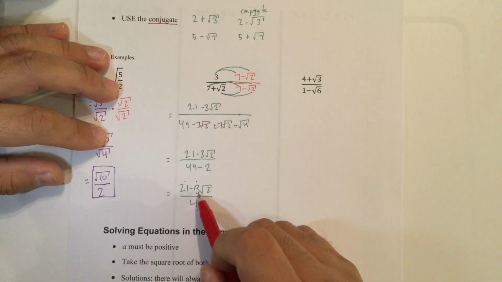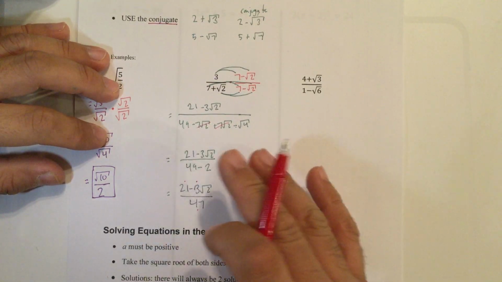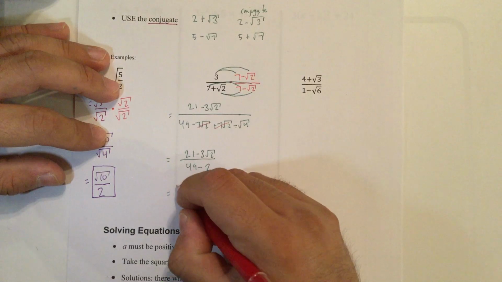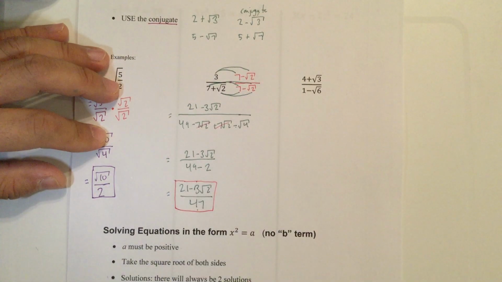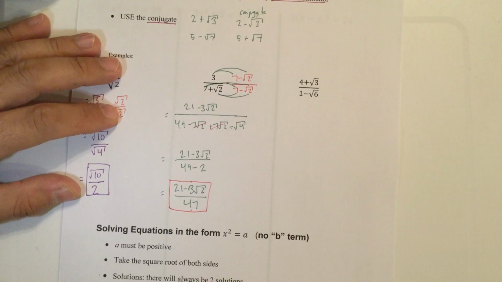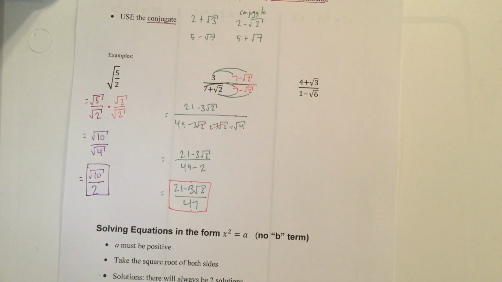So 21, 3, and 47 do not have a common factor, so you cannot reduce it. And this would be your final answer. All right, and now we're down to this last one right here. We have 4 plus the square root of 3 divided by 1 minus the square root of 6.